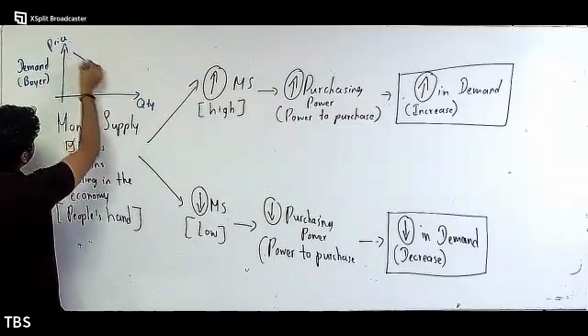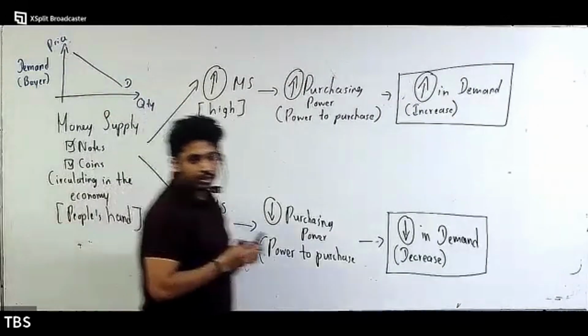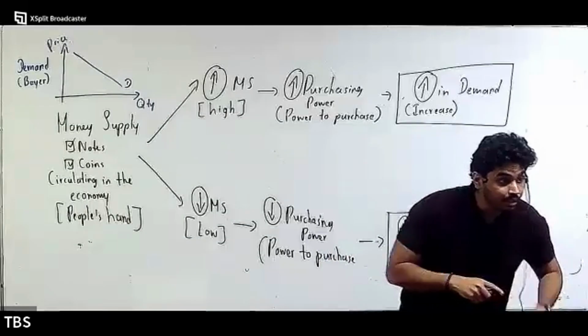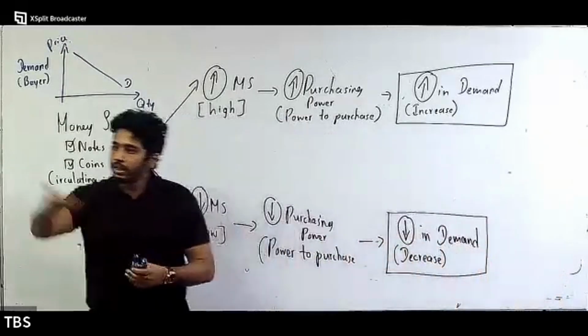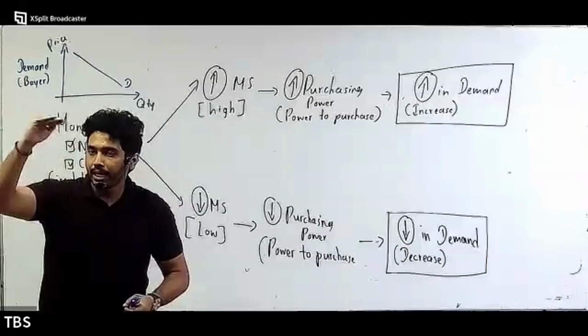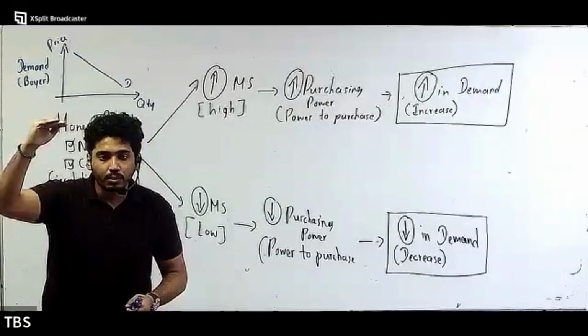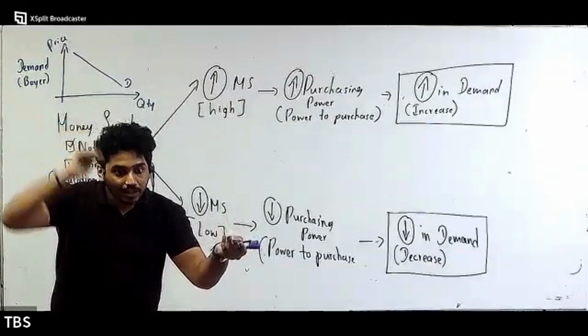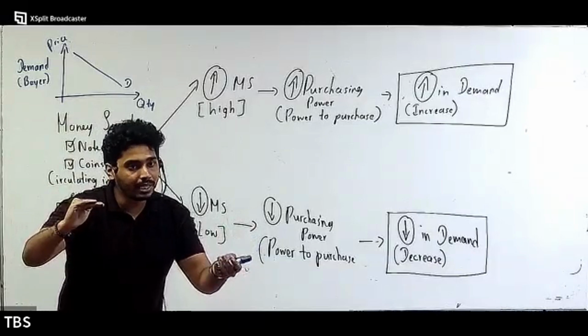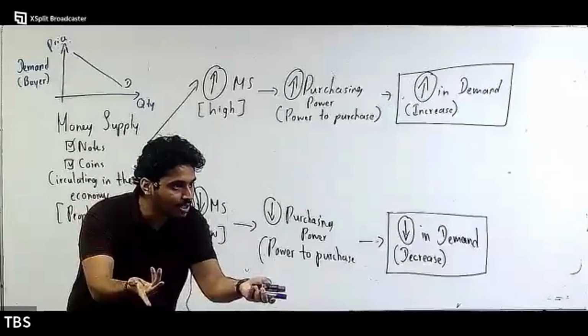The demand curve is always what? Downward sloping. Demand curve is what? Downward sloping. Why, guys? Let me explain the logic. At a high price, people will not prefer to buy a lot. But at a low price, people will prefer to buy a lot. That's how consumers work, right?